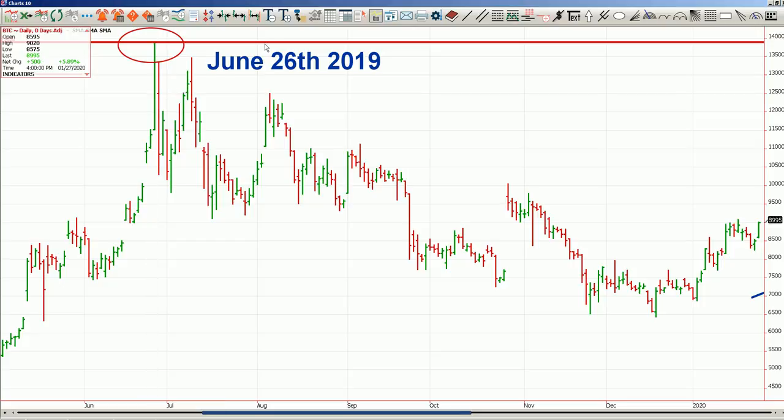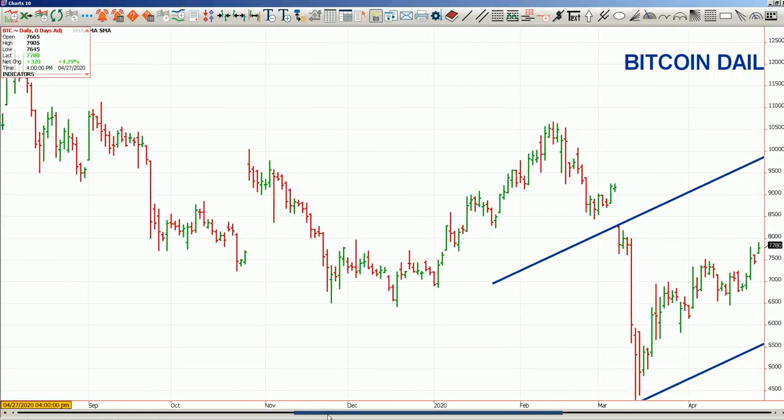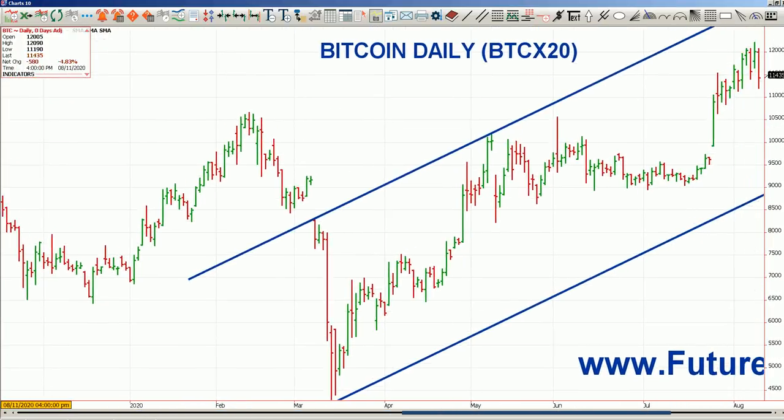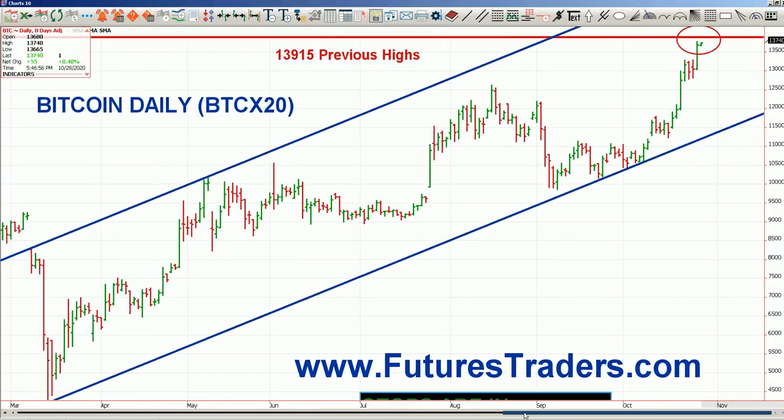13,915. That was June 26th of 2019. Since then, it has moved along. So I put this red line to illustrate that when we get back to previous highs, we'll know. We started to move along and mark time, got into this tremendous rally here, and here we are approaching those exact same highs of 13,915. So I wanted to point that out to you.